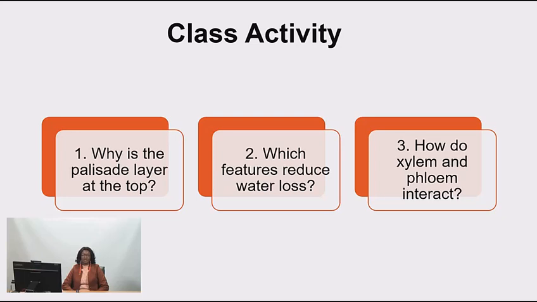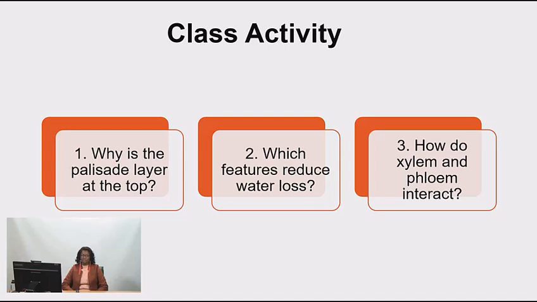Okay, let us try and answer that together. Why is the palisade layer at the top? The palisade layer is located just beneath the upper epidermis of the leaf. It contains many chloroplasts, making it the main site for photosynthesis. That's why, being at the top, it allows the plant to receive maximum sunlight and improve the efficiency of photosynthesis.